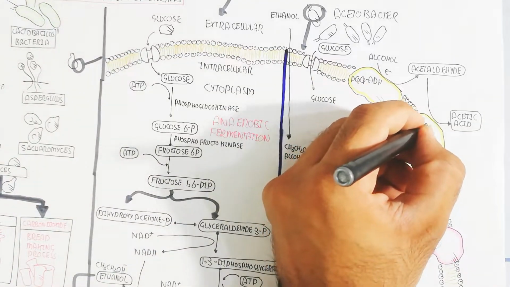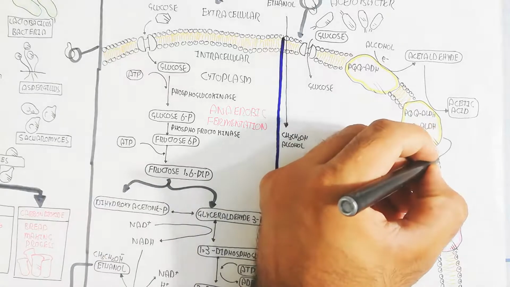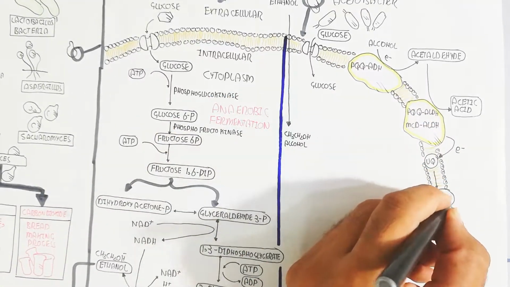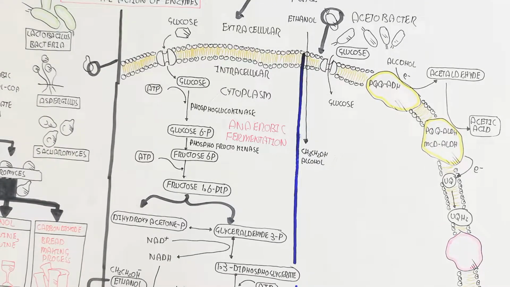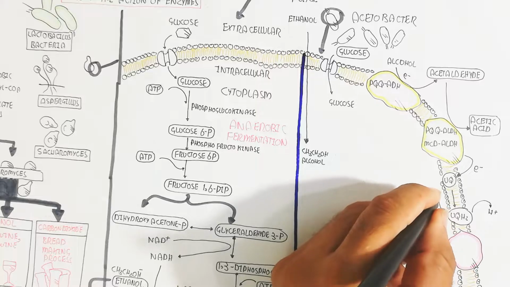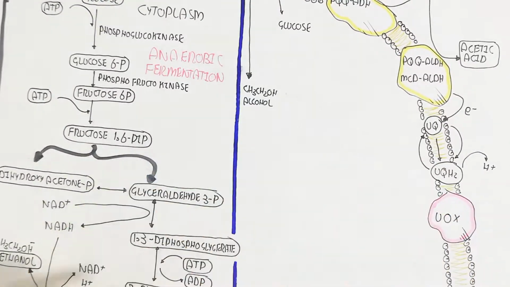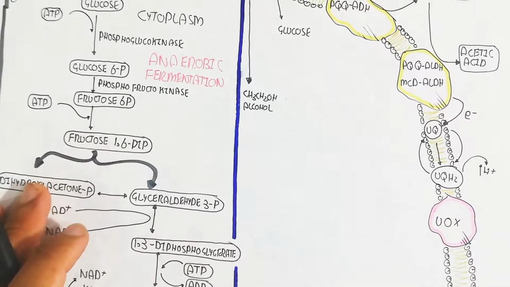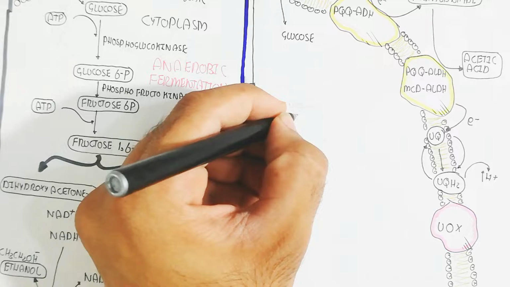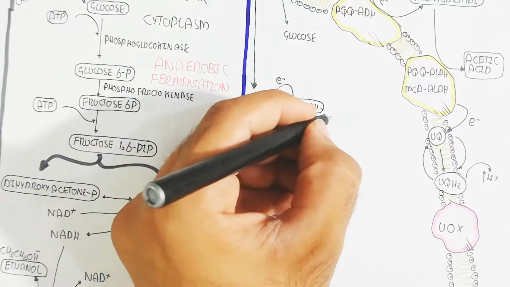And this acetaldehyde will convert into acetic acid through PQQ ALDH and MCD ALDH. So the MCD aldehyde dehydrogenase and the PQQ aldehyde dehydrogenase enzymes are used to produce acetic acid. And this will donate the electron to the ubiquinone to convert it to ubiquinol and remove the proton outside. And in this way, here you can see this is the ethanol.